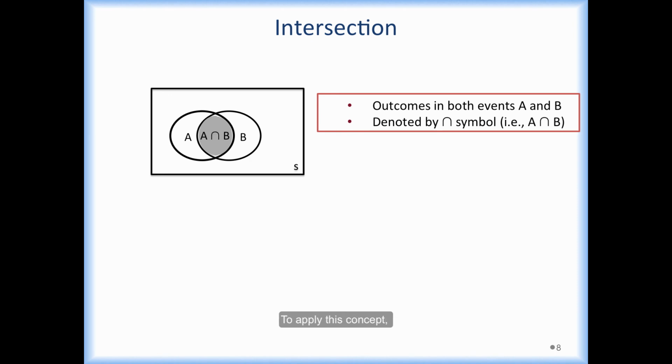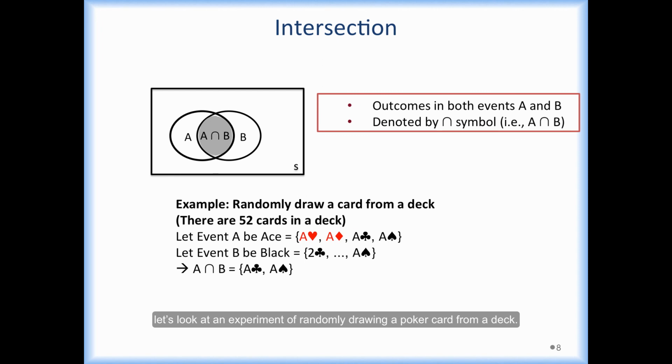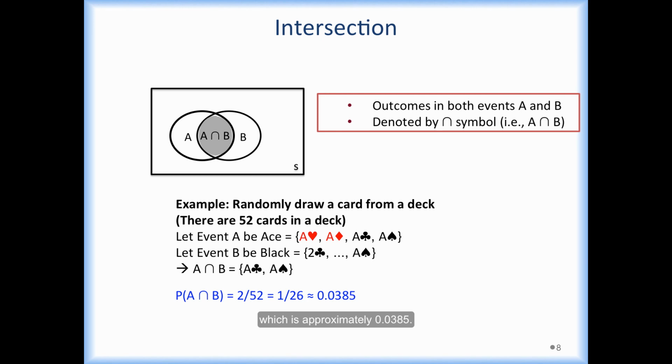To apply this concept, let's look at an experiment of randomly drawing a poker card from a deck. We define event A to be getting an ace, and event B to be getting a black card. Then, there are 2 cards belonging to both events. We say that these 2 cards belong to A intersect B. Note that A intersect B is the same as B intersect A. In this example, the probability of A intersect B is 2 over 52, which is approximately 0.0385.